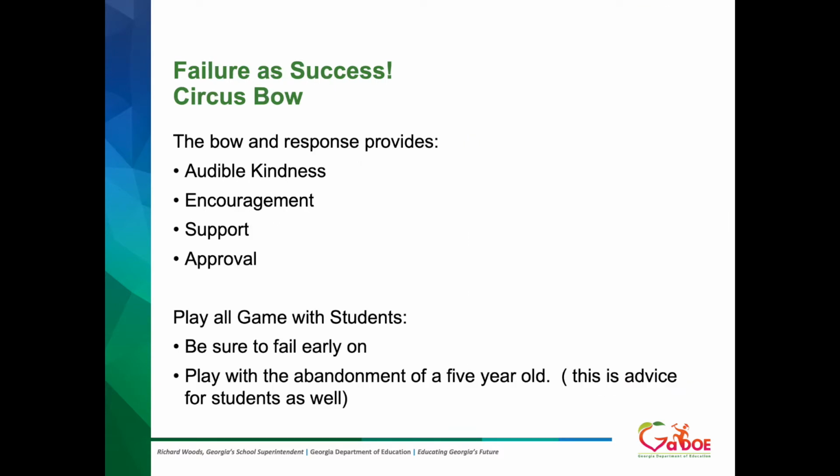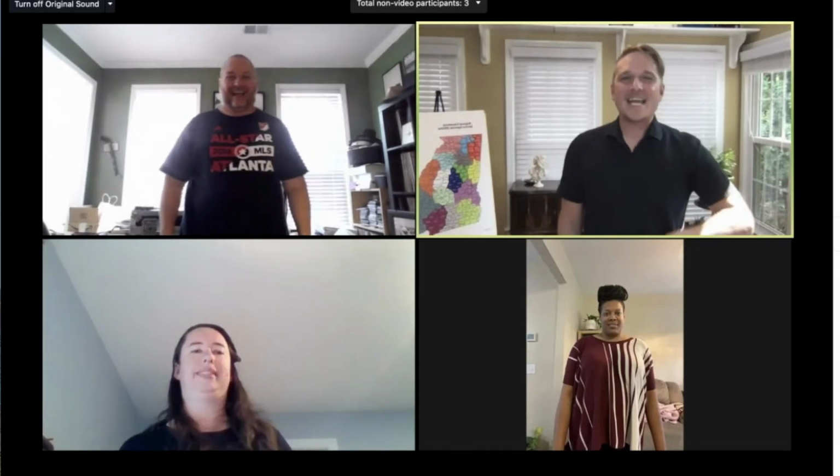Embrace failure early. When a student makes a mistake, particularly in one of these early games, jump at the opportunity for the student to embrace the failure. A circus bow is a great way to start this classroom habit. This is a three-part practice.